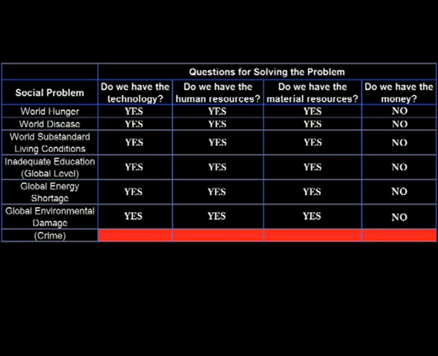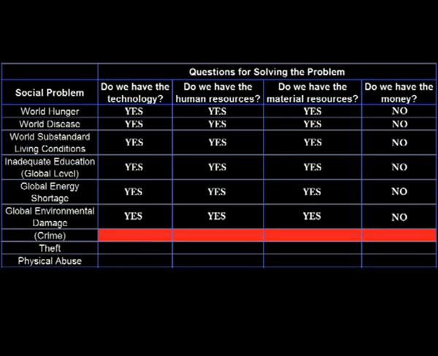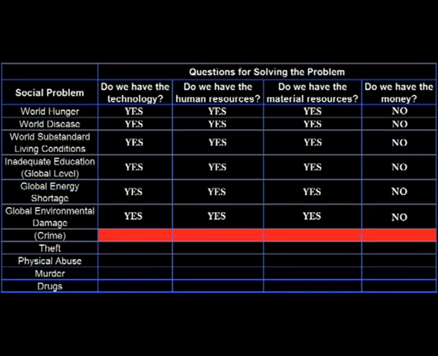Crime. Now I've created a few subcategories for this just for the sake of being a little more precise. Like theft. This is from petty larceny to banking fraud, which is really just white-collar theft. Physical abuse. That's pretty straightforward, including rape, beatings, etc. Murder and drugs, not just possession, but also sale. You could go deeper, but I don't want to go that far.